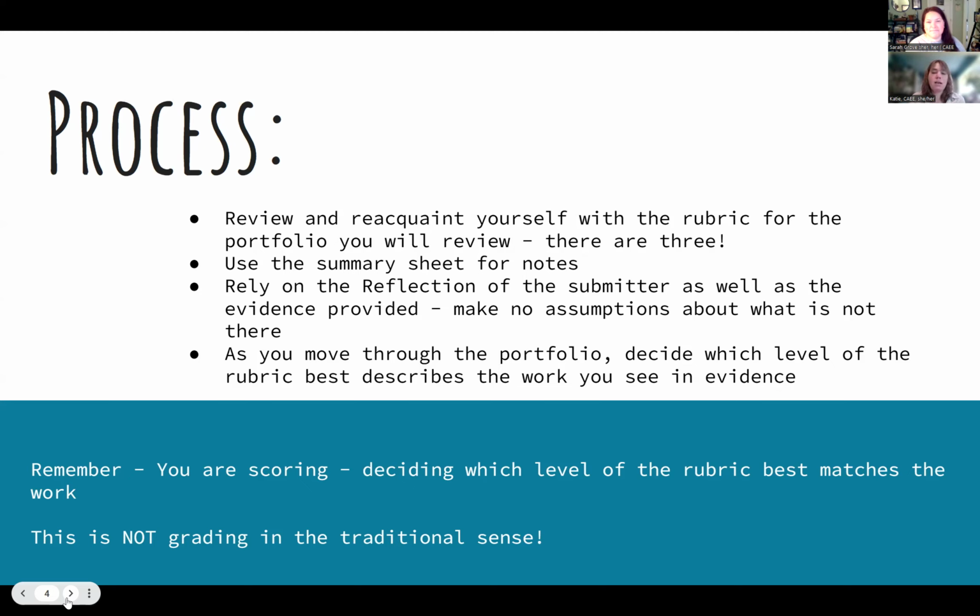As you move through portfolios, you're going to use the rubric to decide whether they are really a novice in that category, whether they are developing, or whether they have mastered that particular competency. This is not grading in the traditional sense. You are just deciding they're there or they're not there, or you need to see more information to know. And so no need to grade and take time to make those small comments that you would do if you were, say, grading this work.